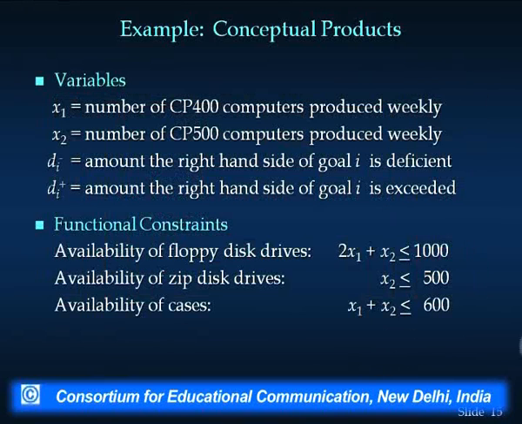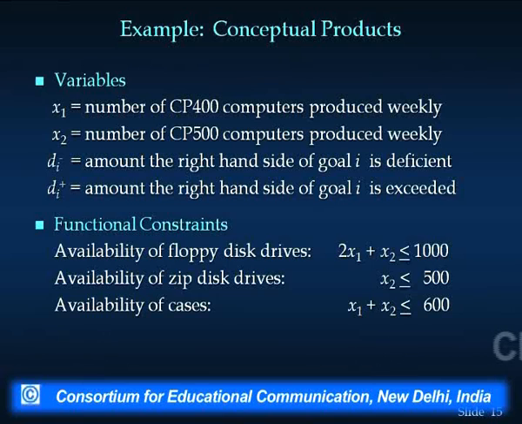Now we will formulate this problem. We will see how we are going to do it. Now variables to be considered are decision variables, of course deviation variables also. First one will have x1 and x2. x1 is the number of CP400 computers produced, x2 the number of CP500 computers produced. These two computers and their numbers are given by x1 and x2.